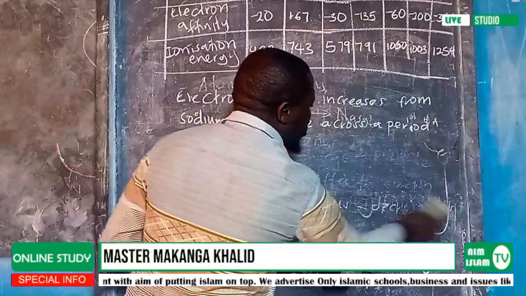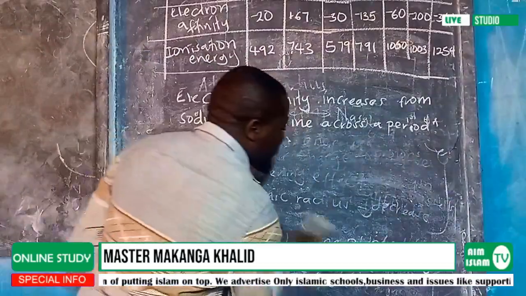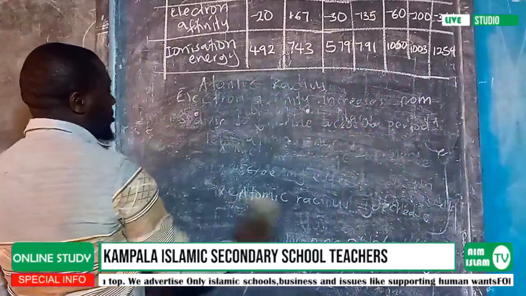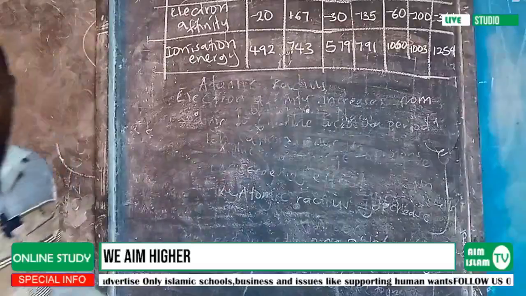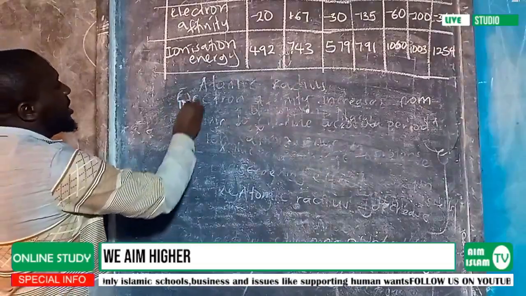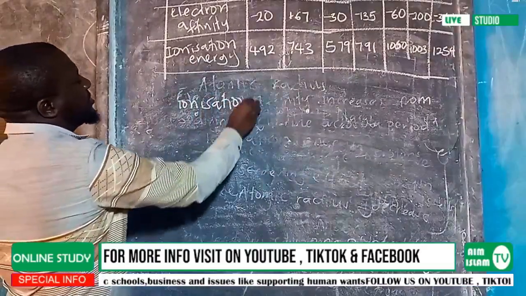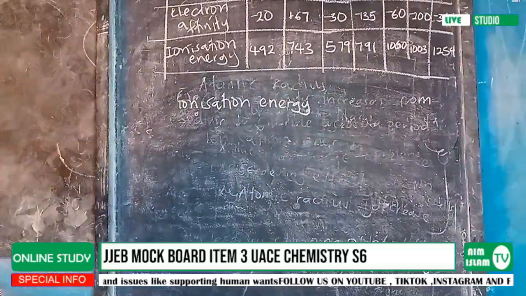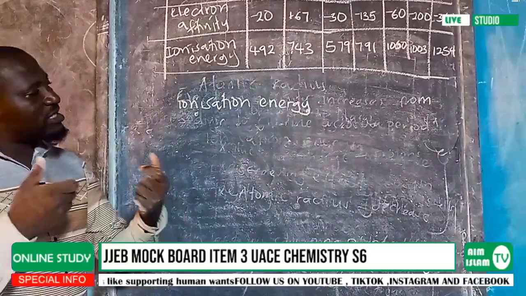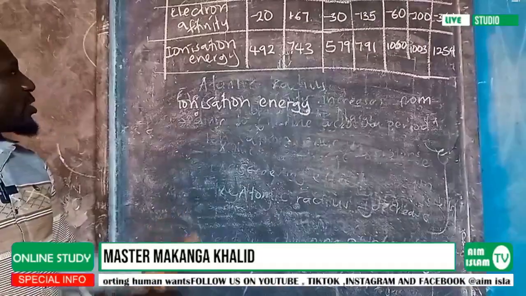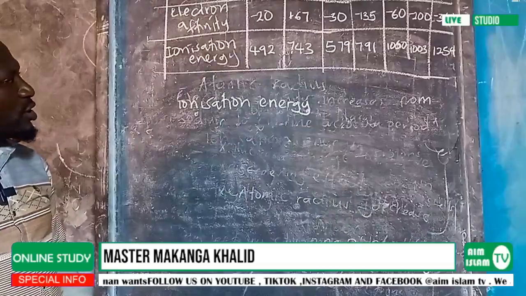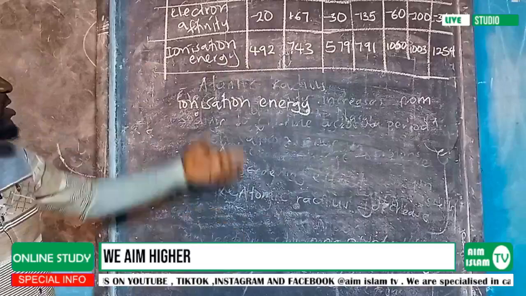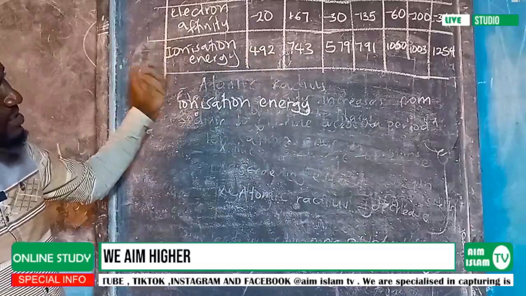So I hope that all viewers have got the concept of the variation of electron affinity across the period. Then we'll talk about ionization energy. How does ionization energy vary across a period as you observe on that table? When you check those values there, they are also going on increasing.